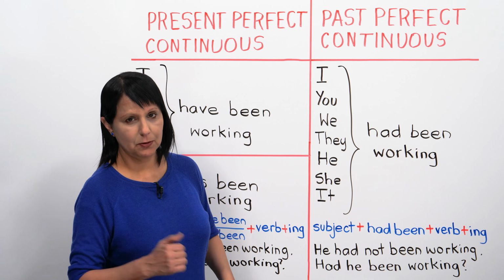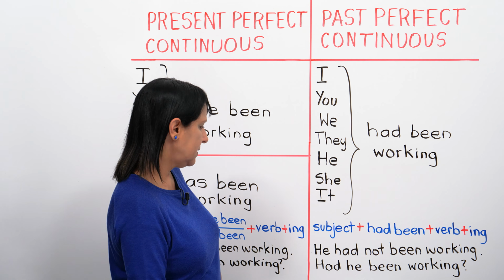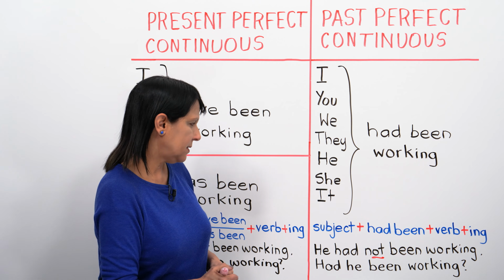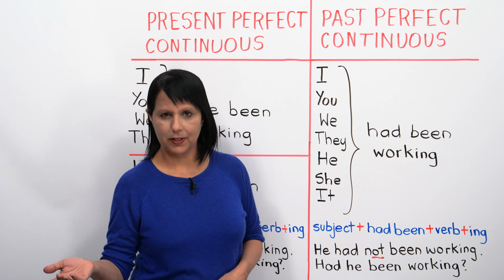Now the negative sentence. He had not been working. Okay, same thing. We're putting not in here. Okay, here we see it. And she had not been working. They had not been working.